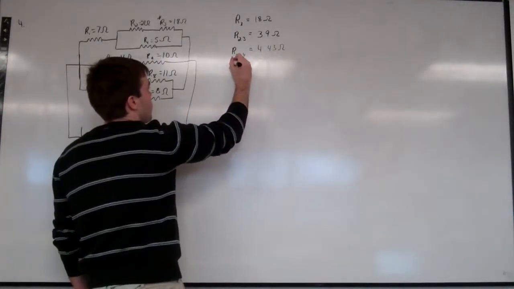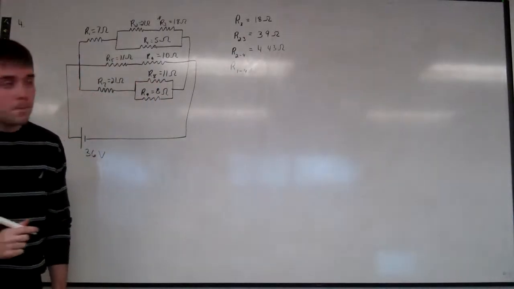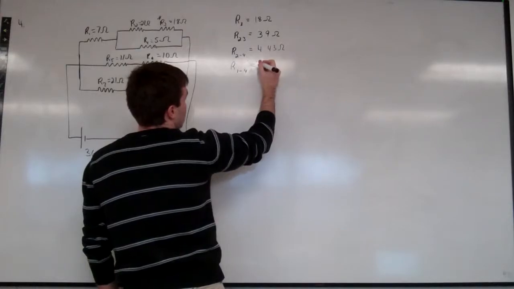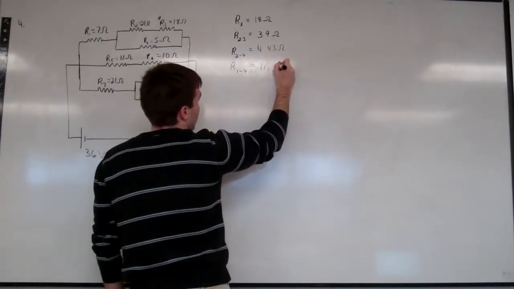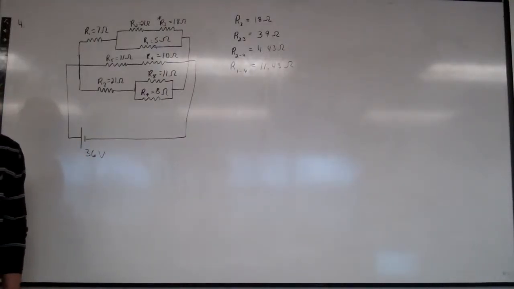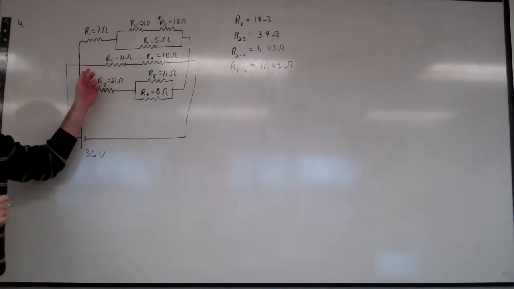Then we find R1 through 4. Yep, it's in series with R1, so 1 through 4 is going to equal 7 plus 4.43, so that's 11.43 ohms. Alright, everybody okay with those? And everybody see how R3 is a part of each one of those? Okay, what's next?